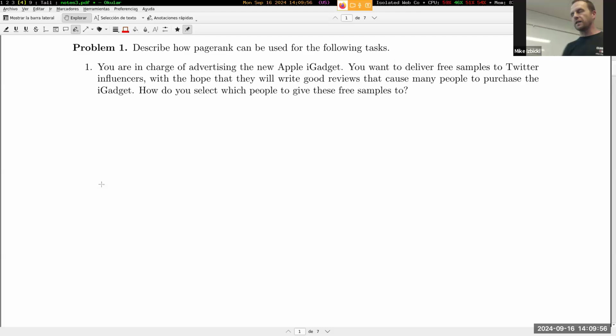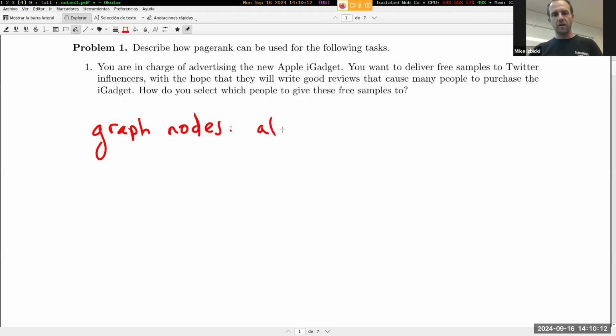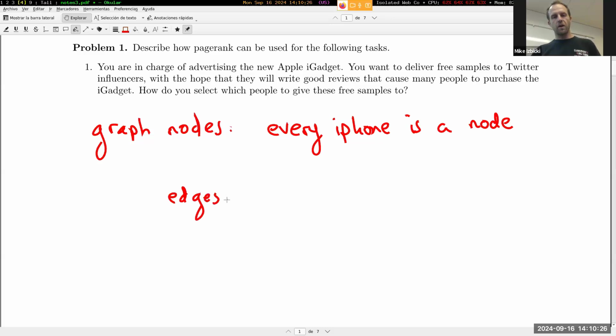Lots of different ways that you could do this, but your graph, maybe the graph nodes could be all of the different iPhones that are in existence. Every iPhone is a node. And the edges are if two phones have called each other.